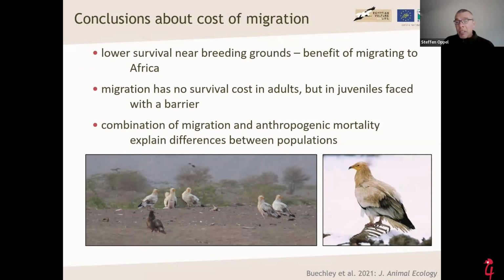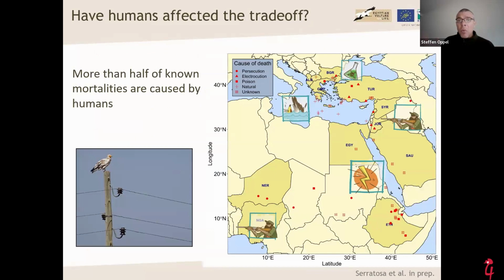So that brings me to the second part of the talk, which is whether humans have actually affected this delicate trade-off. So I've just shown you that the survival for the vultures would be higher in Africa than in Northern Europe, which means it is beneficial to migrate to Africa. But now with increased human mortality, that trade-off may have become out of balance.